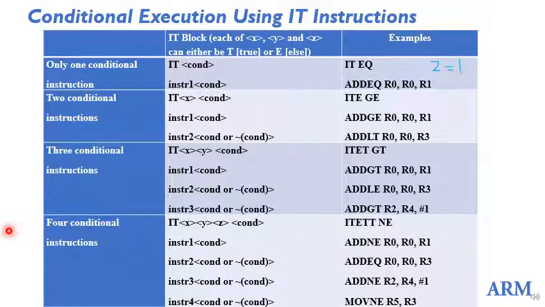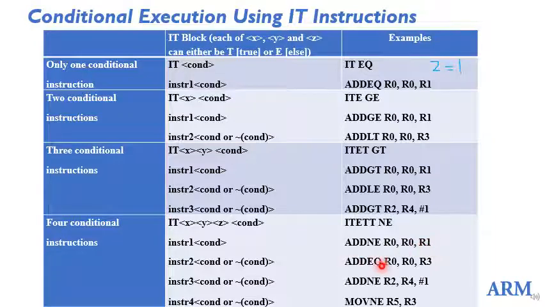The last is with four conditional instructions. So it's a full-fledged one which we have seen in the syntax. If there are four conditional instructions, then there will be IT XYZ. XYZ can be any of T or E and a condition. As you know, the first instruction will be executed if the condition is satisfied. The second instruction will be based on X, the third instruction based on Y, and the fourth instruction based on Z. So example is IT, the condition is not equal. So the first instruction should have the same condition, not equal. So it is ADDNE R0, R0, R1.